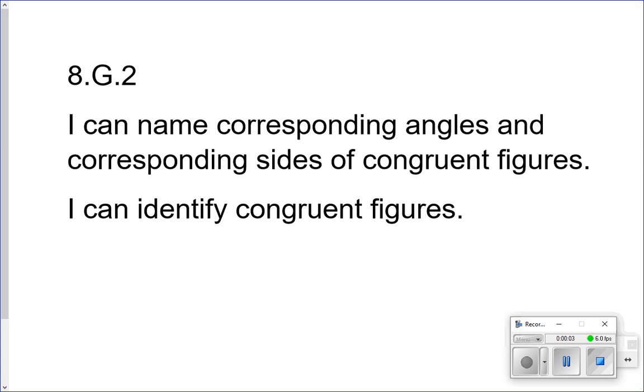Today we're doing 11.1 congruent figures, and our I can statements for today. I can name corresponding angles and corresponding sides of congruent figures, and I can identify congruent figures.